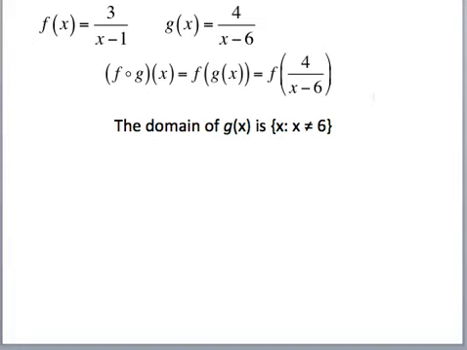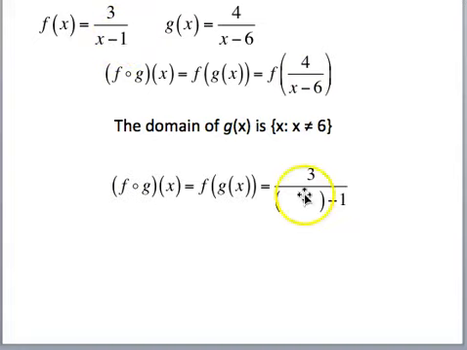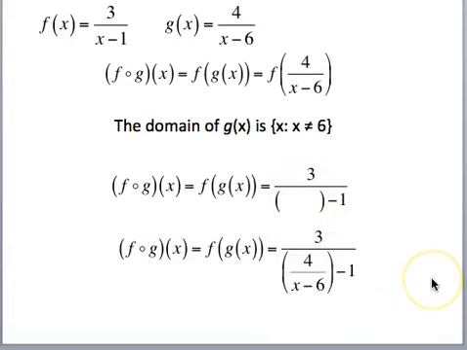Now we want to do f of g of x. What does f do? 3 over something minus 1, something being the parentheses. What am I going to drop into the parentheses? The inside function of 4 over x minus 6. So envision this as 3 over that function, 4 over x minus 6 minus 1. That's what we're dealing with for f of g of x, f circle g of x.